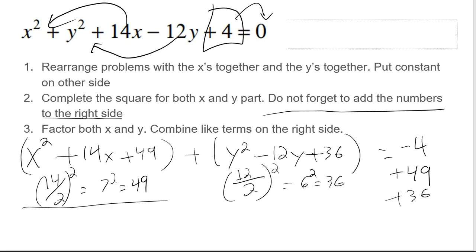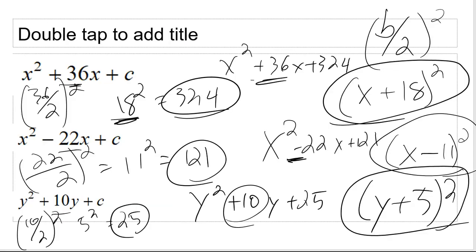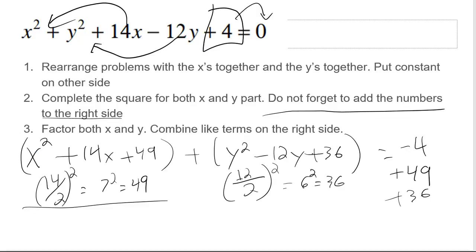Let's review really quick. I completed the square. That's exactly what I did here. All this work right here, I know that's a lot, but we just did that 2 slides ago. So I took 14 divided by 2. That's 7. 7 squared is 49.